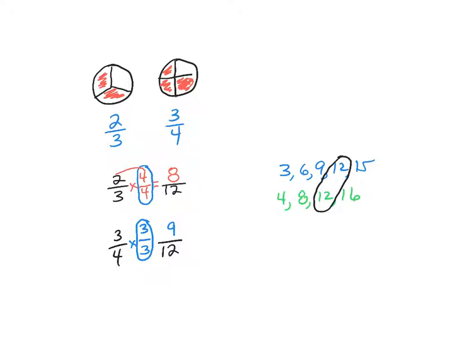So now I know that 2/3 is exactly the same thing as 8/12. I know 3/4 is exactly the same thing as 9/12. And now I have fractions that have the same denominator. 9/12 is larger than 8/12. So I know that 3/4 is bigger than 2/3. So I am going to put in the symbol and say 2/3 is less than 3/4 because I know that the 3/4 is bigger. And once again, remember that the arrow needs to be pointing to the smaller number.